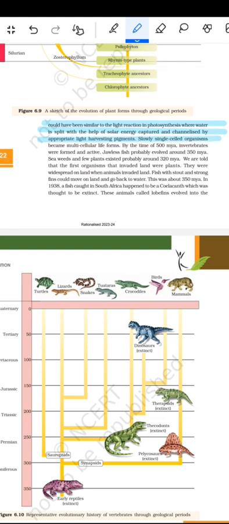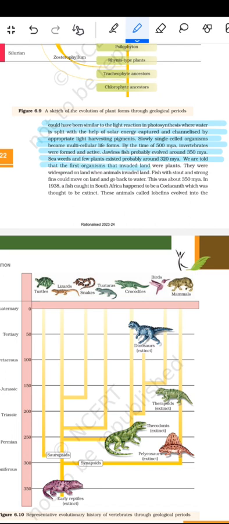Slowly, single-celled organisms became multicellular life forms. By about 500 million years ago, invertebrates were formed and active. Jawless fish probably evolved around 350 million years ago. Seaweeds and a few plants existed probably around 320 million years ago.